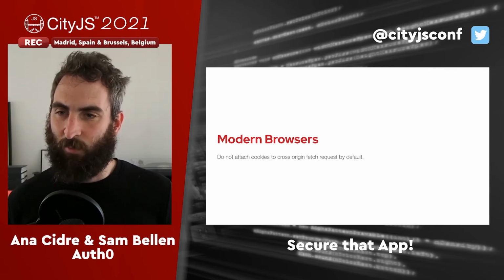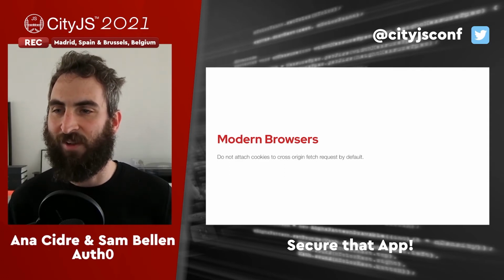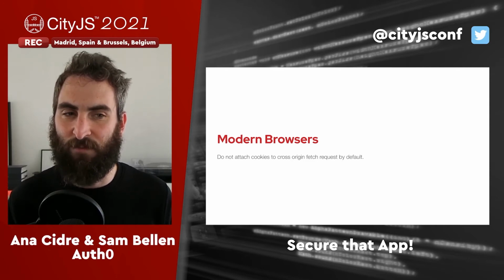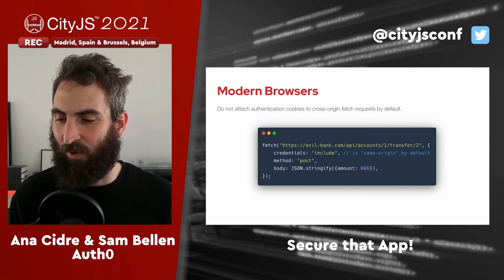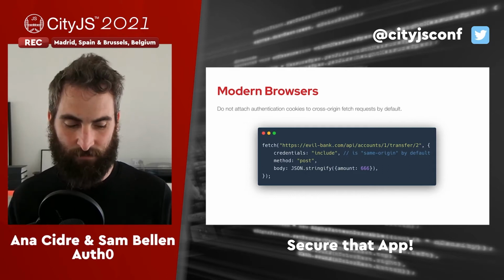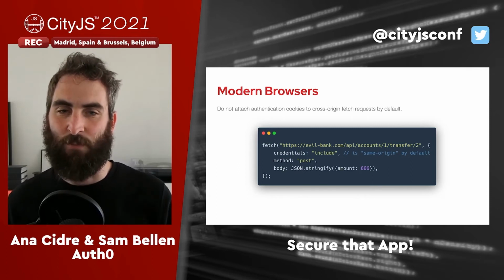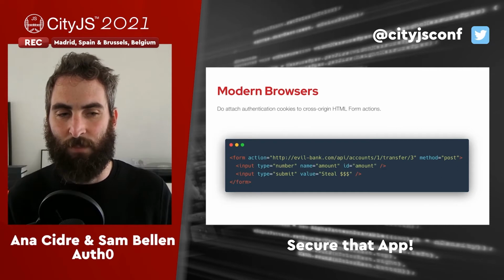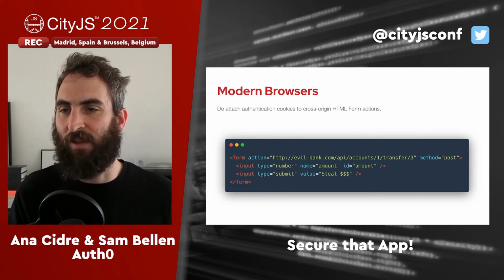Forging requests in modern browsers is a little bit more difficult than it used to be. For example, modern browsers do not attach cookies to cross-origin fetch requests by default. This means if you use the fetch API in JavaScript, you have to specifically tell the browser to attach the cookies if it's a cross-origin fetch request. You can do this by setting credentials to include. By default, it's same-origin, which means it will still automatically attach those cookies if it does an API request to the same origin, but if it's cross-origin, you have to explicitly tell this.